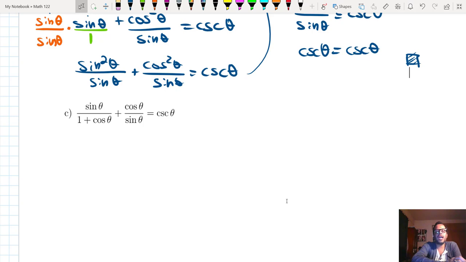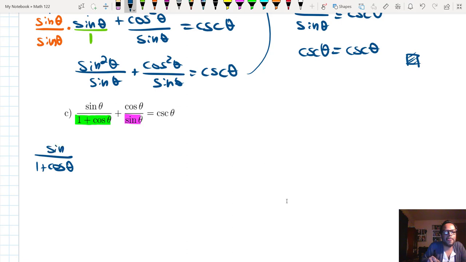So for letter C, we have a couple of fractions, right? We wish we had the same denominator, right? But notice we have different denominators. One of the denominators is 1 plus cosine, and the other denominator is sine. So the LCD will be by multiplying both, right? So I'm going to leave some space here. 1 plus cosine theta times sine theta. I'm going to leave a space for missing factors.